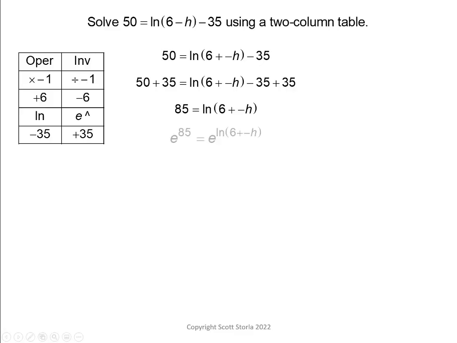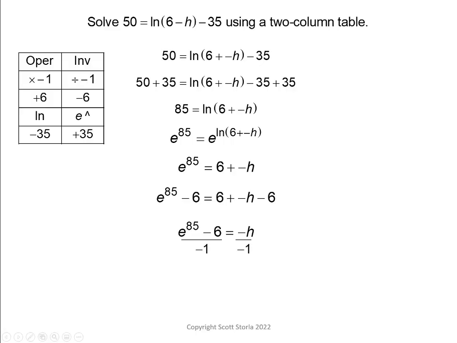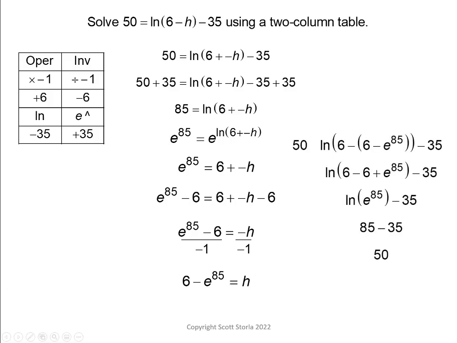Both expressions will become exponents for a base of e, and I'll simplify. I'll subtract 6 from both and simplify. And finally, divide both by -1 and simplify. E to the 85th is such a large number, we just leave it like this. And here's the check.